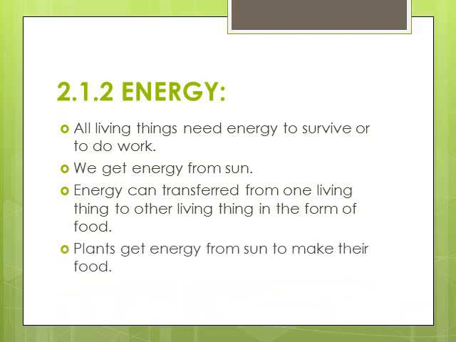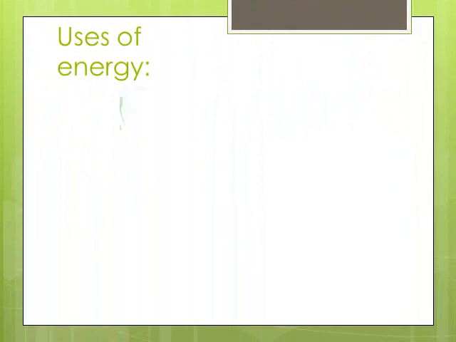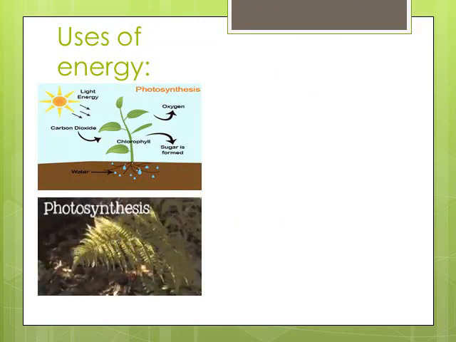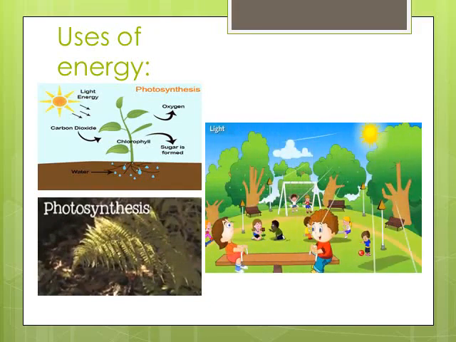Plants get energy from the sun to make their food. Plants use sunlight to make their food through the process of photosynthesis. We human beings also use the energy of sunlight to do various types of work.